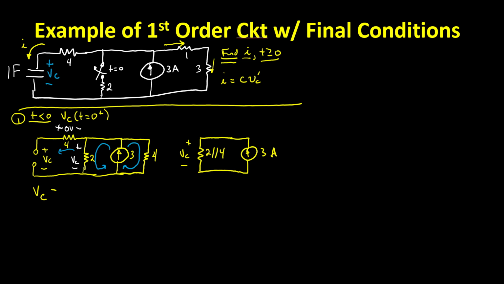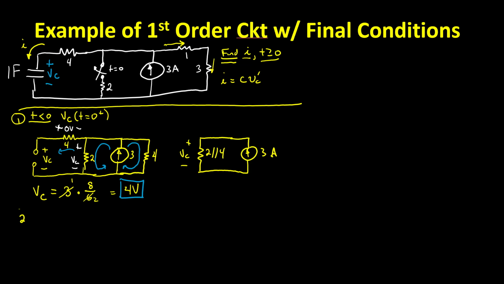VC is going to be equal to the current through that resistance times what that resistance is, and that resistance, 2 in parallel with 4, is product over sums. So we can simplify here that 3 goes into 3 once, 3 goes into 6 twice. That gives us 8 over 2 or 4 volts. So that's our initial condition.